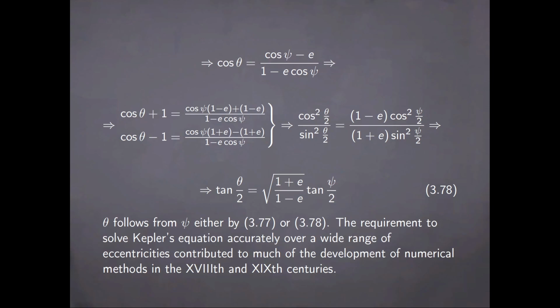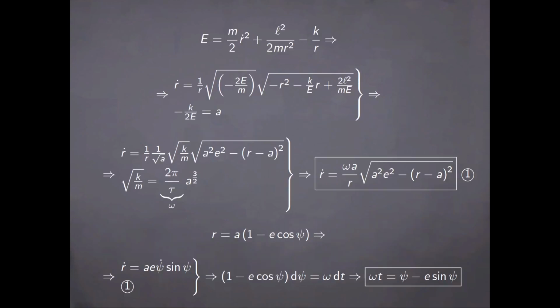And the requirement to solve Kepler's equation accurately over a wide range of eccentricities contributed to much of the development of numerical methods in the 18th and 19th centuries. And of course, the most accessible measurements and problems were related to astronomical observations.